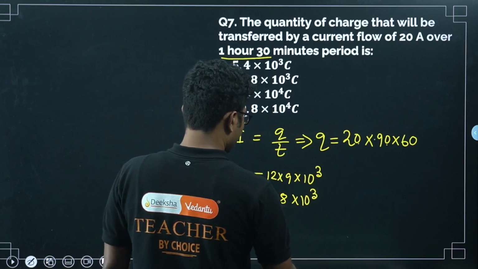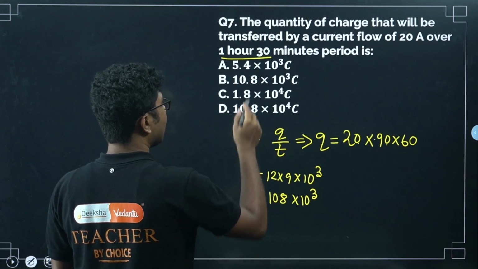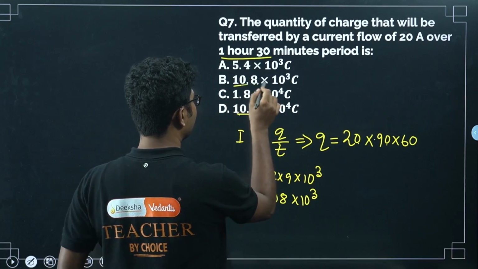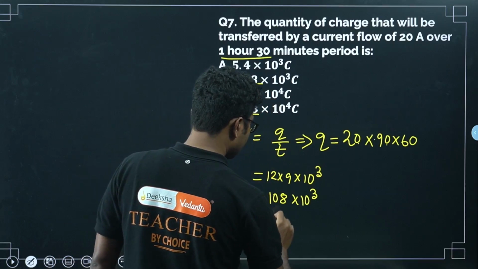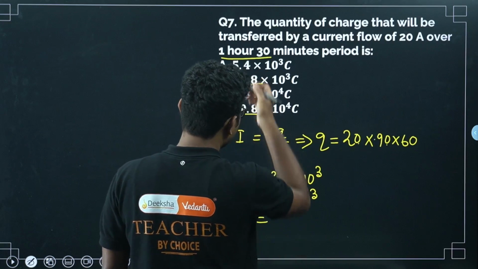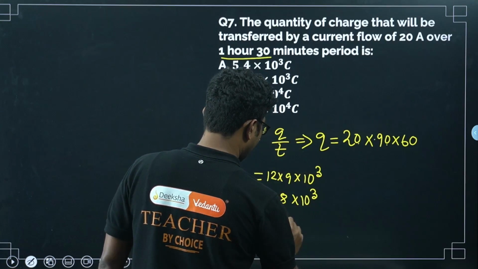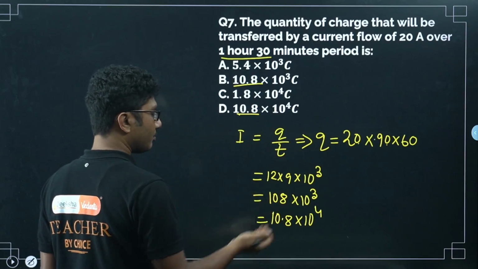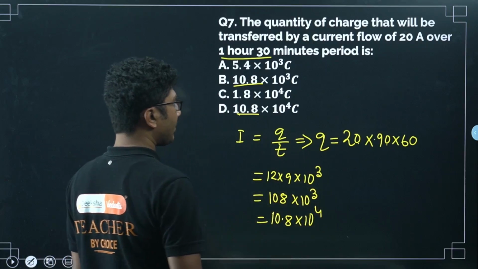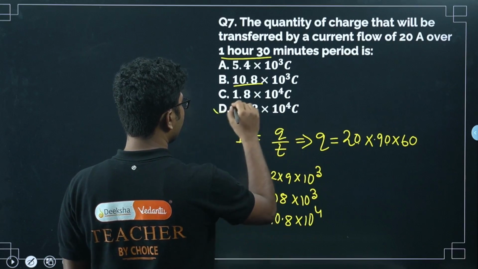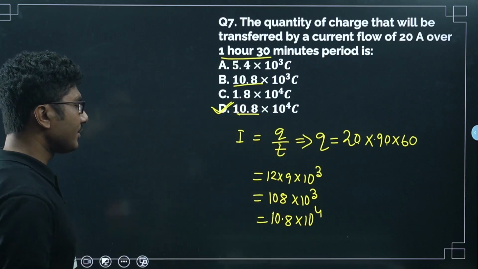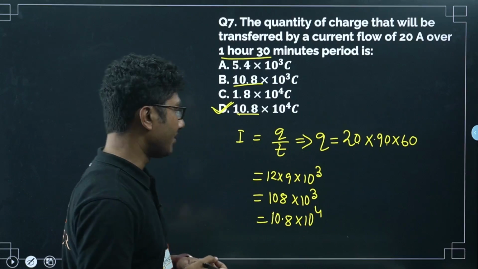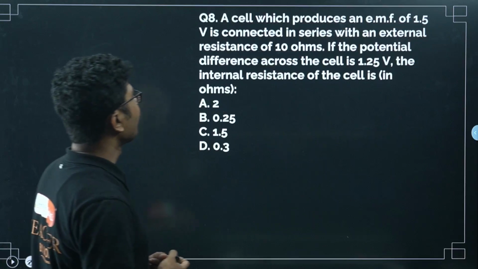Okay, so if you see the answers, they have given in decimals. So let me find the correct decimal. These two can be possible answers because we do not get 1.8, we do not get 5.4. So 10.8 times 10 to the power of 4, right? If we put one decimal, we have to add 1 to the power of 10. So correct answer is option number D. Okay, simple question. The only thing you have to do is solve it and then rearrange the powers of 10, right?